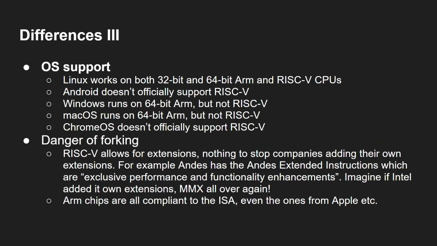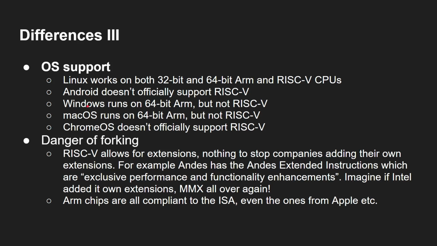Worth talking also about OS support. Linux works on both 32-bit and 64-bit ARM and RISC-V CPUs, and so that's a very well established set of support there. Android doesn't officially support RISC-V, Windows doesn't run on RISC-V, Mac OS doesn't run on RISC-V, Chrome OS doesn't run on RISC-V, but Android, Windows, Mac OS and Chrome OS all run on ARM processors.